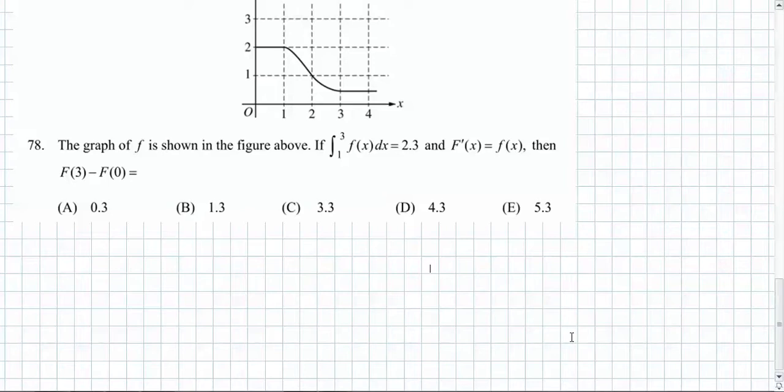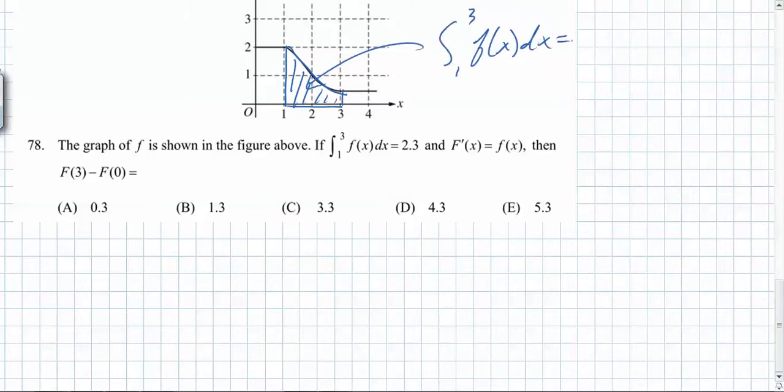The graph of f is shown in the figure above. If the integral from 1 to 3, what does integral mean? It means area under the curve. So it's telling you the area under the curve from 1 to 3. So what does that mean? This from 1 to 3. It's telling you that this area right here is the integral from 1 to 3 of f of x dx. And it tells you that that's equal to what? 2.3.